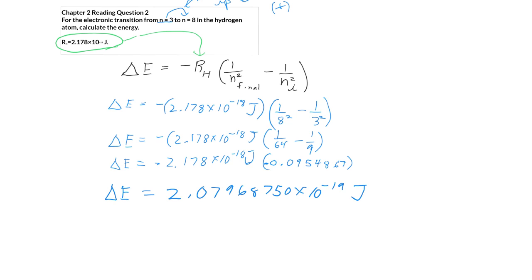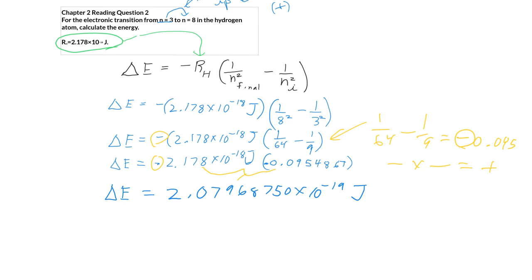Let me address two things. What happened to our negative signs? Well, 1/64 minus 1/9 gives you that negative 0.095. So that term's negative, and then we have the negative sign built into our formula. And a negative times a negative equals a positive. Mathematical proof that two wrongs do in fact make a right. So our final answer, when we multiply these two terms, winds up being positive.